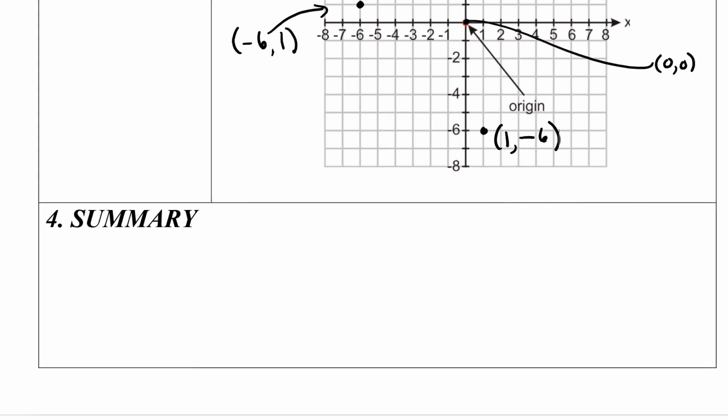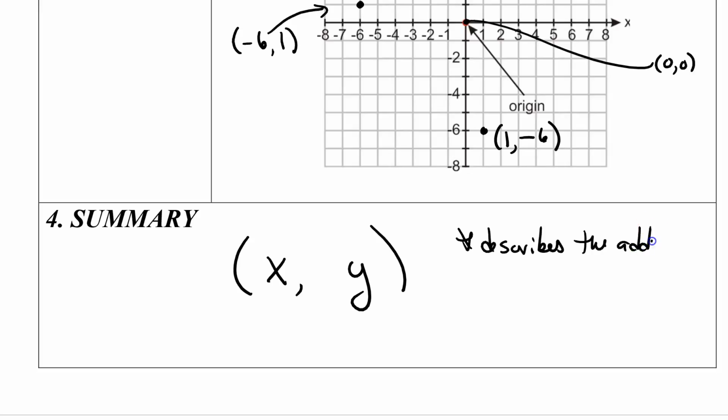So in summary, what I want you to walk away from here is x coordinates and y coordinates. This describes the address of a point on a grid. Okay, x's always come first, y's always come second, so x is always horizontal, y is always vertical.